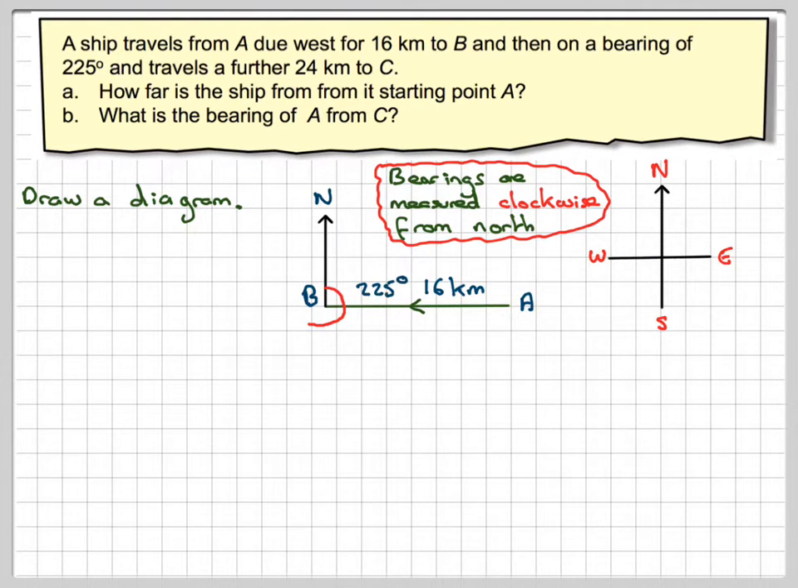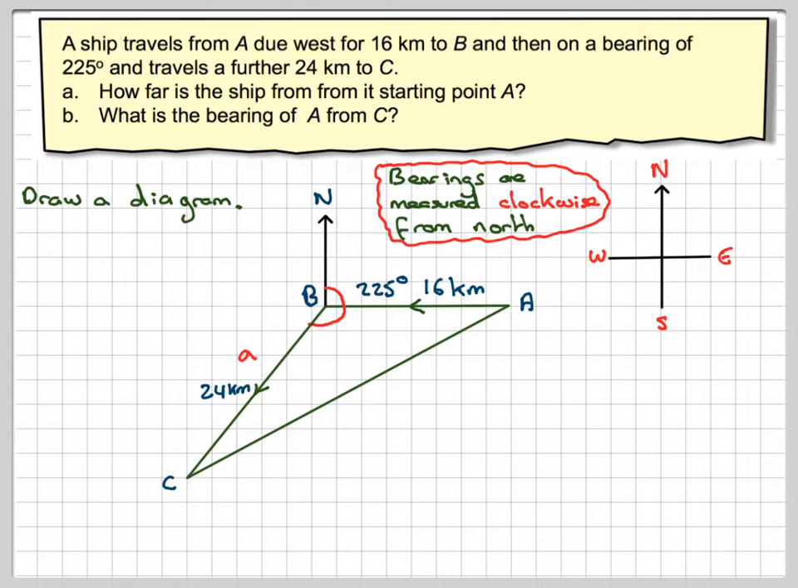So drawing round and then drawing a line which is slightly longer than the other one to the point C. That gives me 24 kilometers. Now normally for trigonometry we need some sort of triangle, so I'm going to join the points C and A up. Part a is how far is the ship from the starting point A. What I've got to calculate is this distance here. Now before I can do that, I've got to work out what this angle is here.